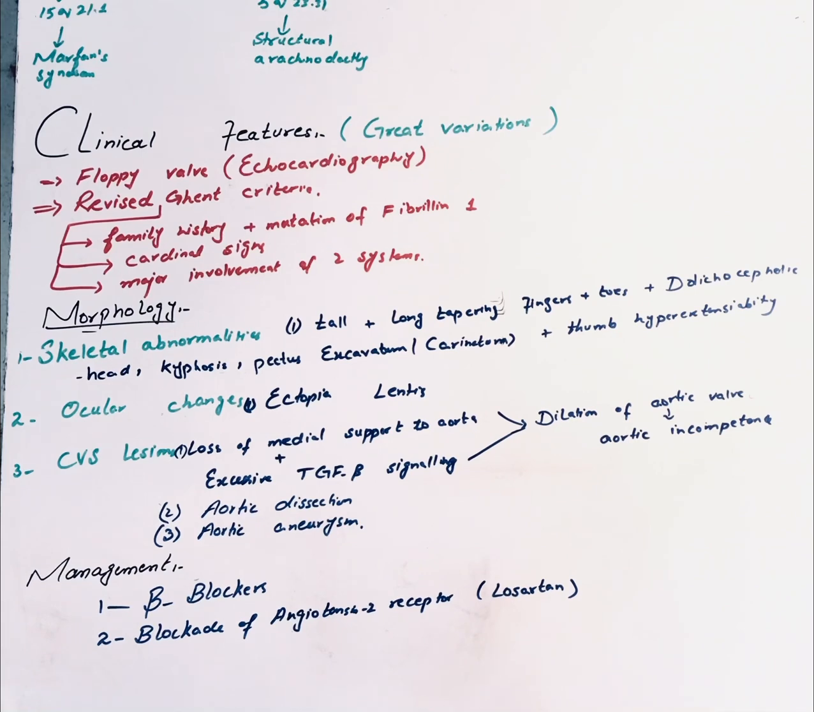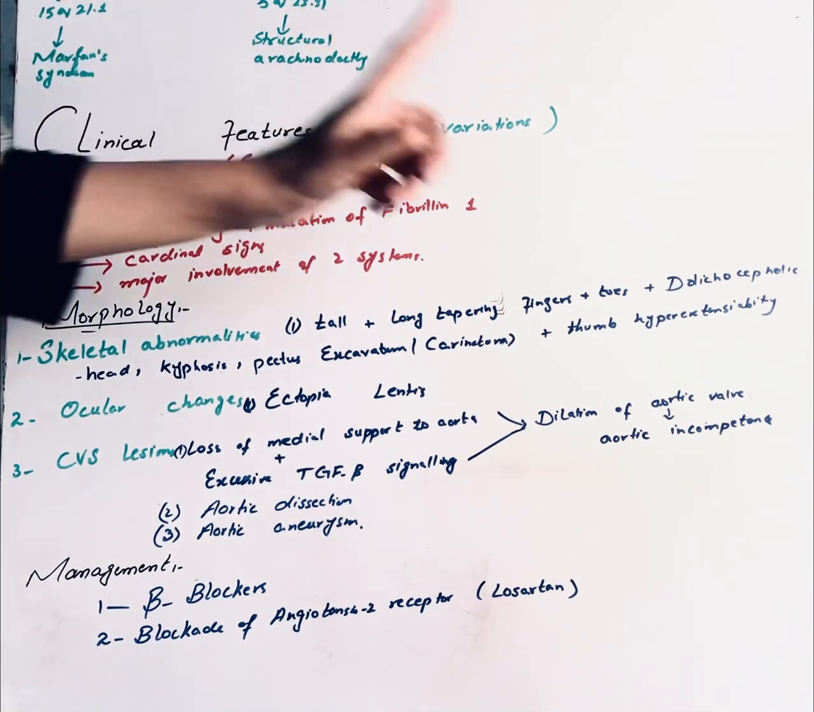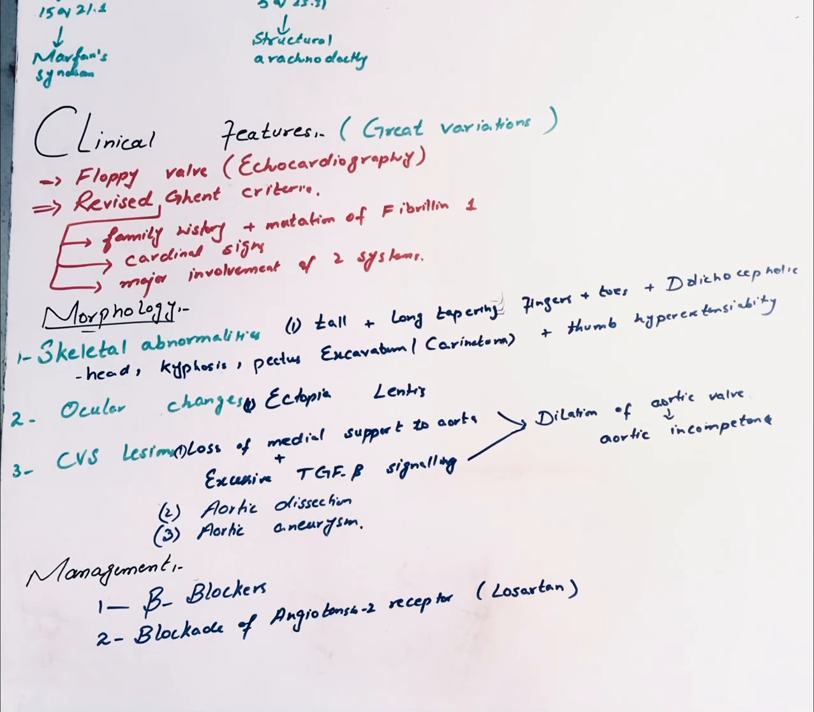What is the morphology of a patient with Marfan syndrome? There is skeletal abnormality, there can be ocular changes, there can be CVS lesions. If we see the skeletal abnormalities, then the patient will be tall and have long extremities, long arms and legs, long tapering fingers and toes. Second thing, the patient is having a dolichocephalic head shape. What is dolichocephalic head? It is that the head is having more frontal eminence and prominent supraorbital ridges.